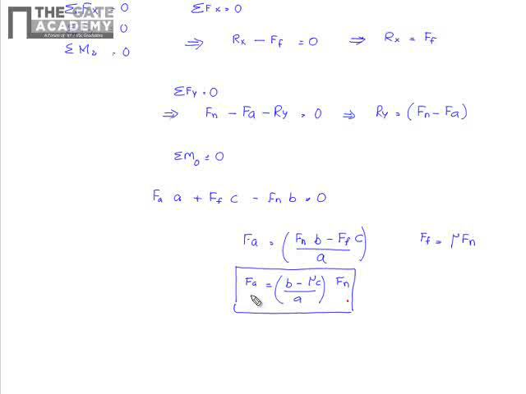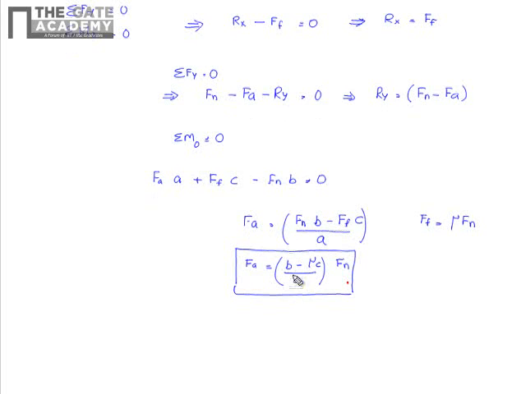Now from this we can bring out some conditions. So what is this condition? B minus mu C by A. This can be positive, this can be negative, this can be 0. So we have three cases.